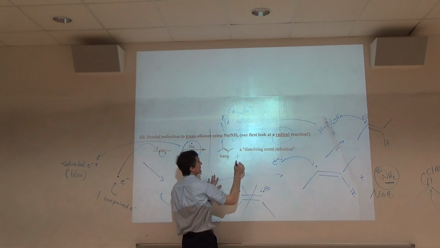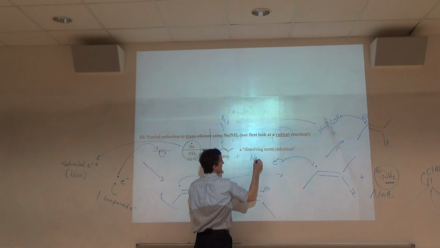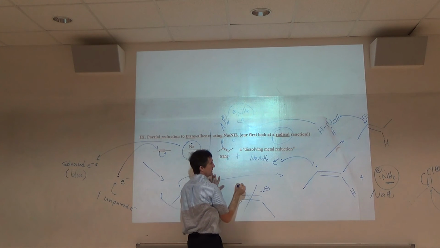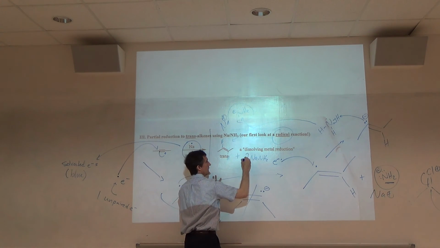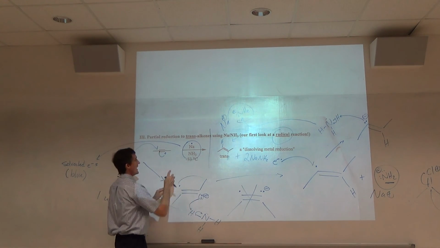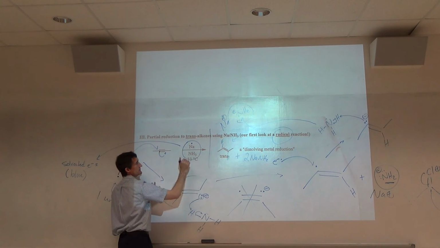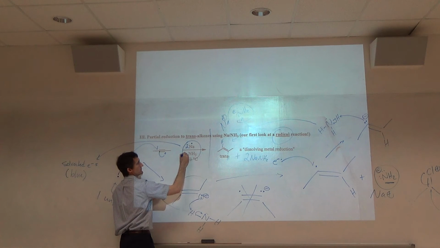Now that can be shown just as a formula. We made NaNH2, plus and minus. How many of these did we make? 2. 2 of those. Now it's bound. How many sodiums do we need if we want to completely balance this? 2. And how many ammonias?